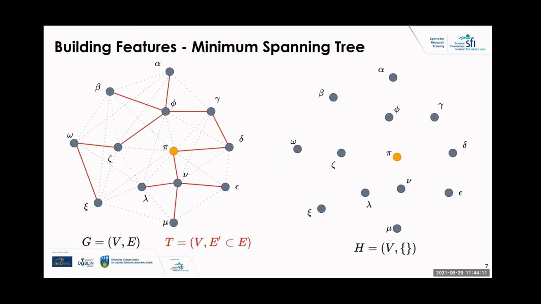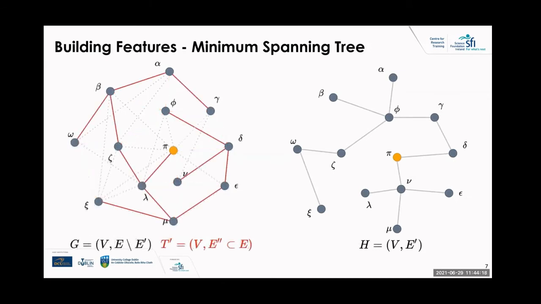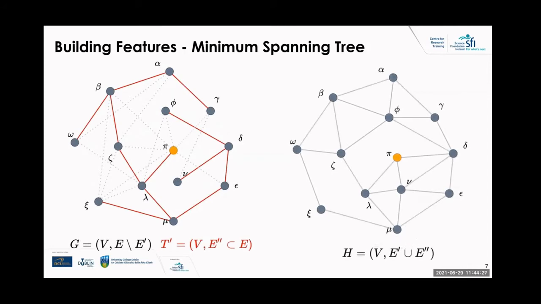We take each of the edges from that minimum weight spanning tree, transfer them into our new graph, and remove them from our original graph. We then compute another minimum weight spanning tree and repeat the same process by taking those edges, removing them from the original graph, and moving them into our new graph.